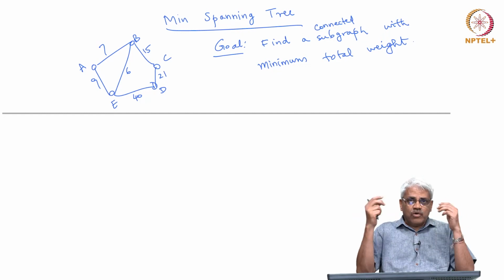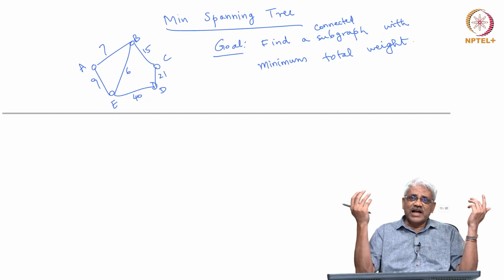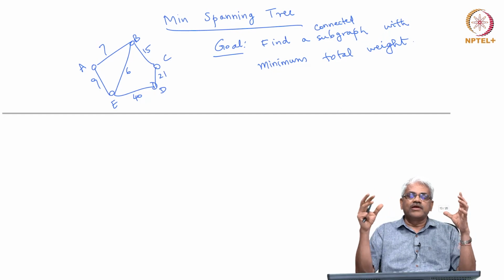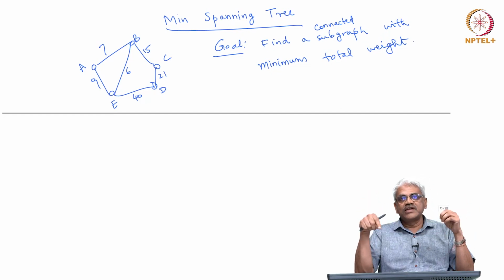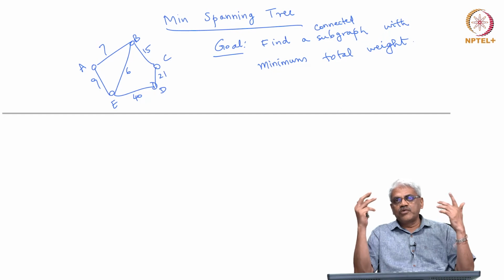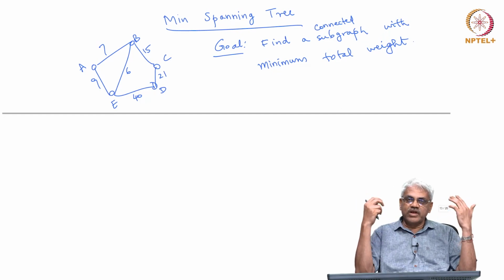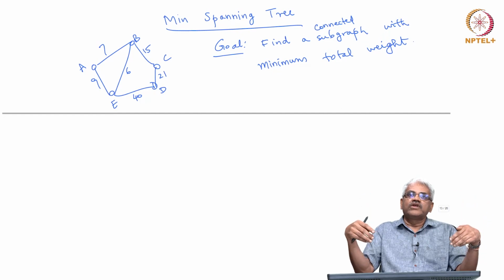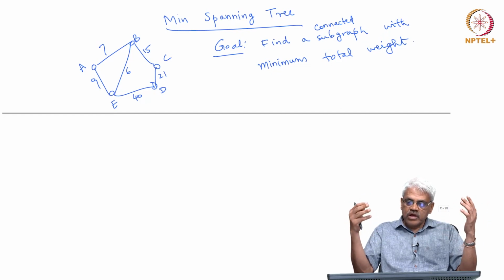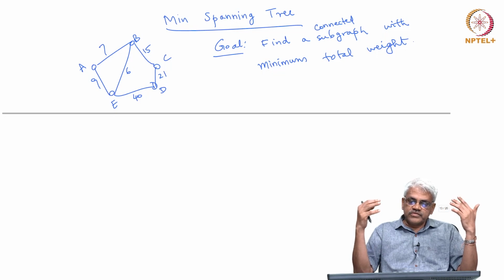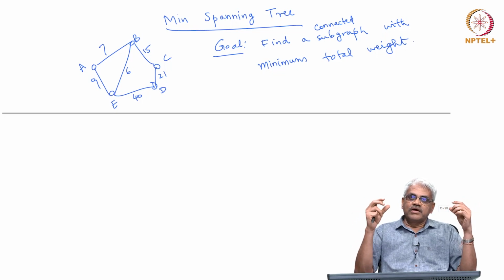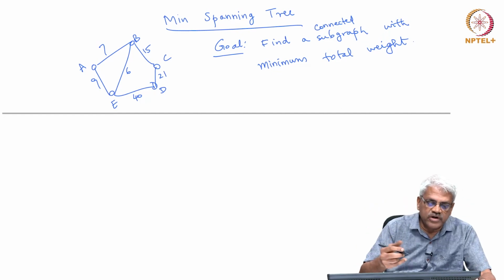One immediate observation is that such a subgraph must be a tree. There is no point in having a cycle in such a subgraph, because if all I want is a connected subgraph, if I remove one edge from that cycle, it will remain connected and the weight will come down. Since I am looking for a minimum total weight, it's a minimum tree, and it's called spanning, which means it contains all vertices.